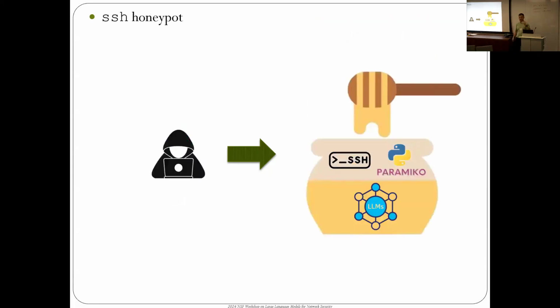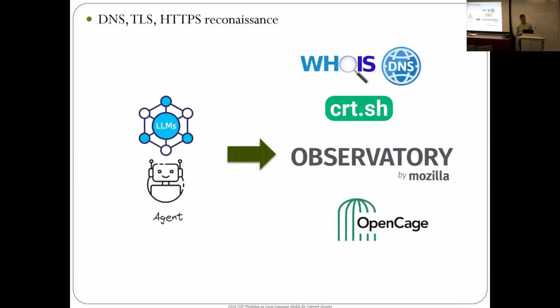I had another student do an SSH honeypot. So with SSH and Paramiko, which is the support for an SSH server, they basically ran an LLM to pretend to be a server. You configure the LLM to pretend to be an Ubuntu 22.04 server, and it was okay. But it's definitely creative to be able to do something that looked like this.